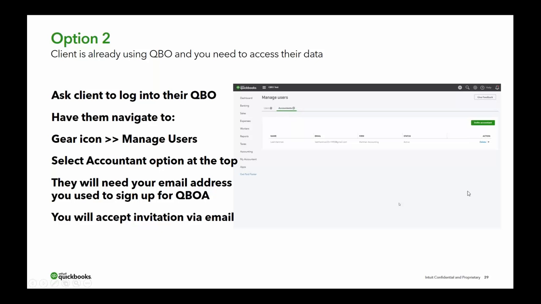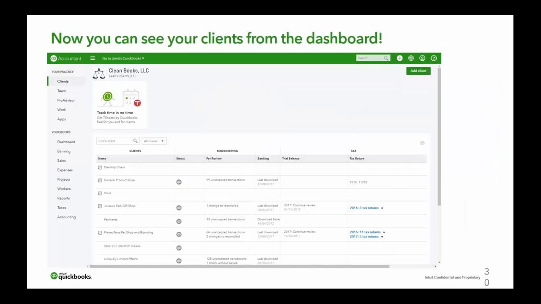They're going to need the email address that you used to sign up QBOA for, or whatever email address was used to invite you to QBOA, right? Use that email, have them invite that email address, and then you will accept that invitation via email. Once you've done that, then when you go back to log into QBOA, you will see your clients from the dashboard. They will be listed here on your dashboard. Pretty easy stuff. Checking to see if there's any questions. No questions so far. Hopefully that's a good thing, but I'll move on.